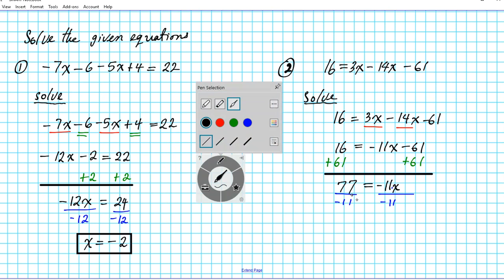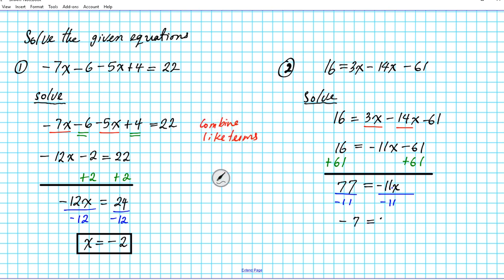So we have 77 divided by negative 11. The signs are different, so we end up with a negative. Negative 7 equals, this divides out, x. Using the reflexive property of equality, we can write this as x equals negative 7. Okay, so there goes the answer to question number 2.